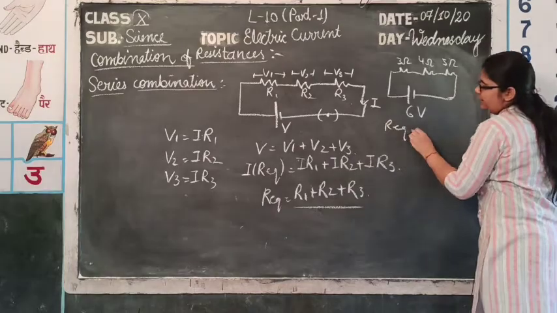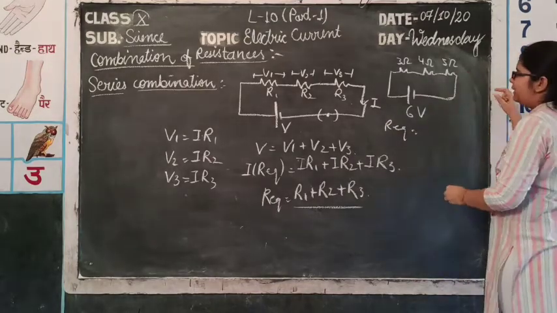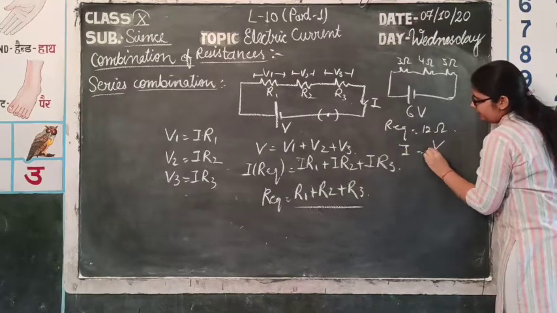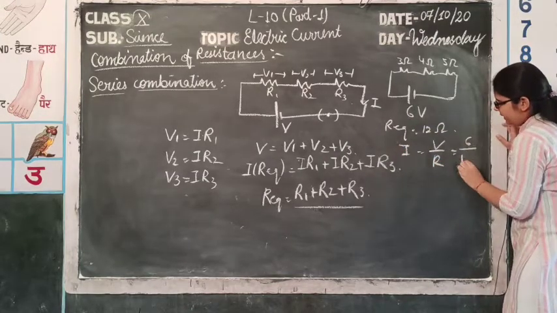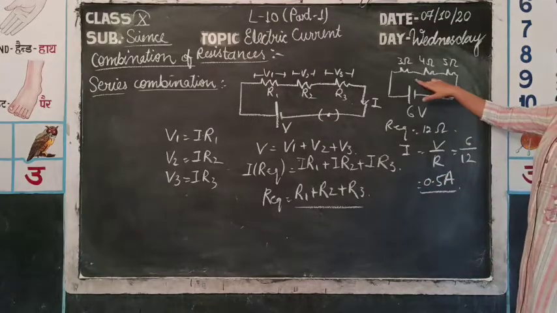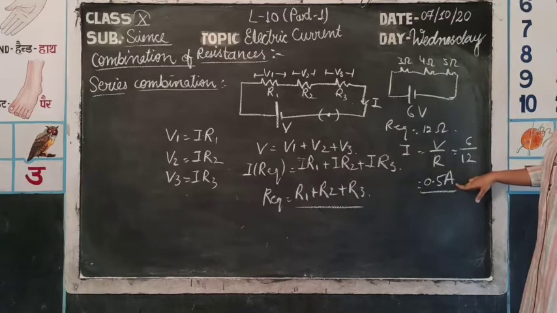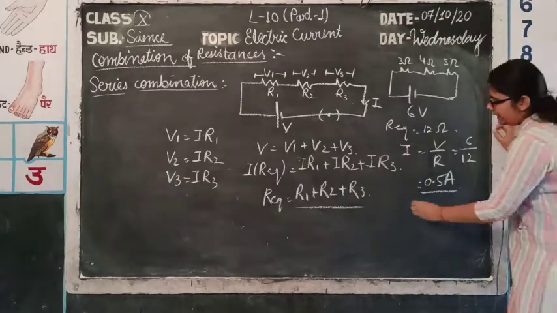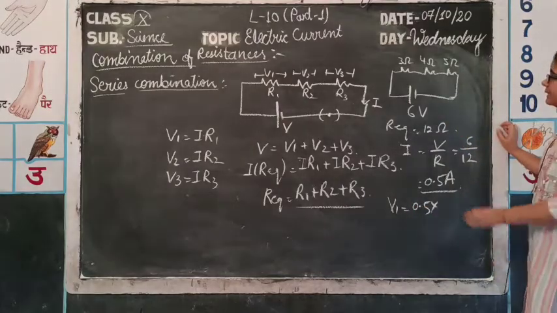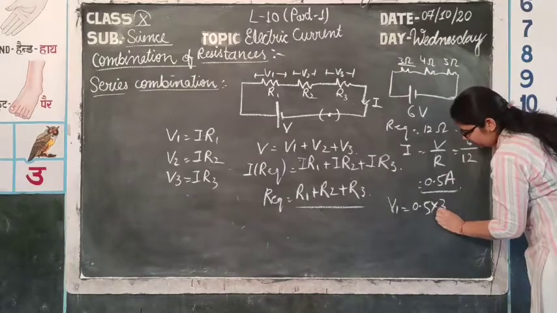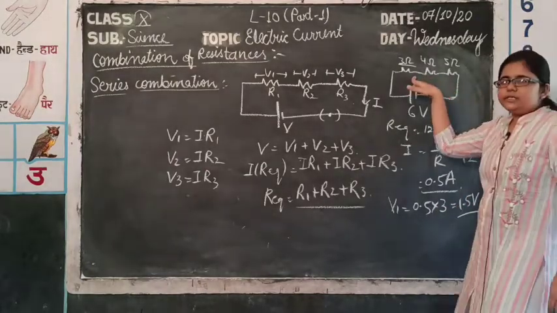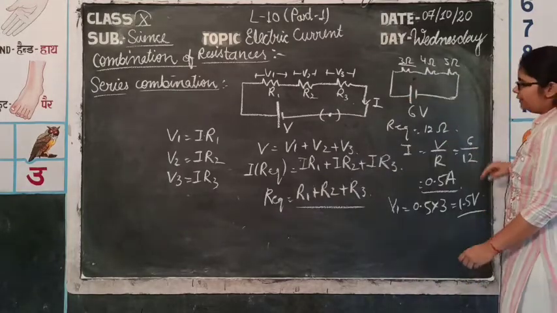So, R equivalent, as these are in series, we will add them all up: 9 plus 3 is 12 ohm, and current is V by R, that is 6 by 12, which means 0.5 ampere. As the current will be the same in all resistances, the current will be 0.5 ampere in all of them. Then V1 will be 0.5, the current flowing in the series, times R1, that is 3 ohm. The value will be 1.5 volt. So the potential difference across the 3 ohm is 1.5 volt.